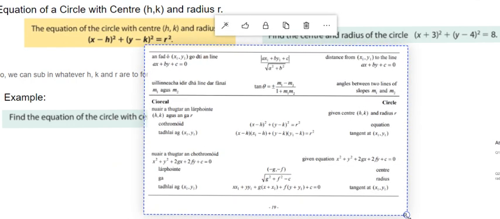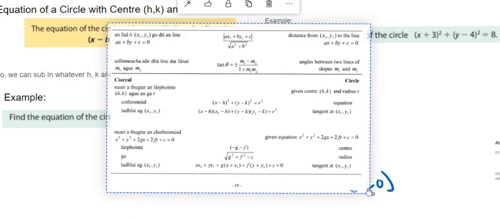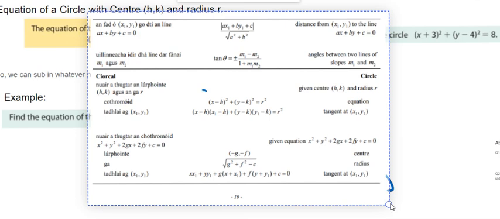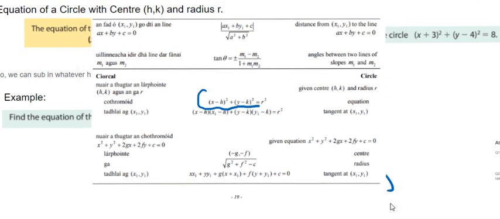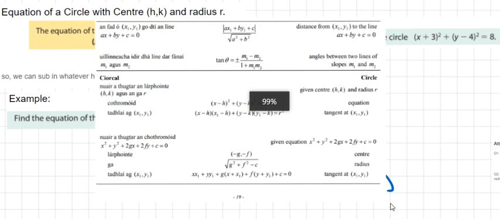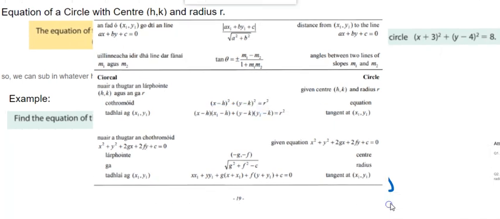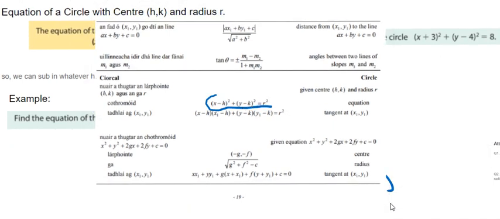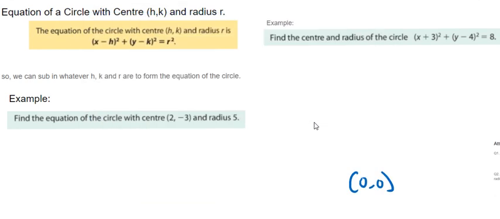So if you look at your log tables on page 19 this time, you've got an equation there: (x - h)² + (y - k)² = r². You've got a little section there with circles. These are all the formulae for circles that you need. So (x - h)² + (y - k)² = r², that's the equation that we're using for this topic.